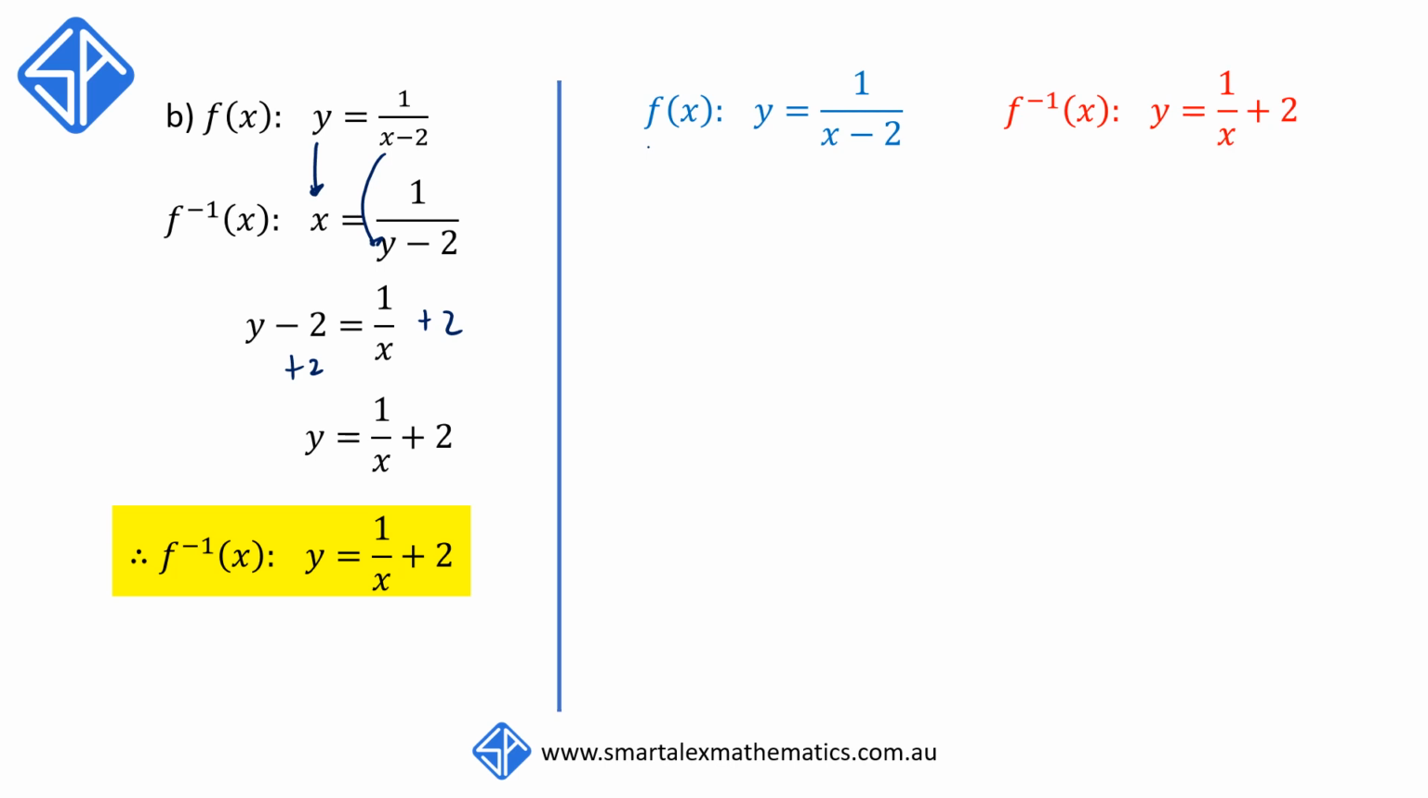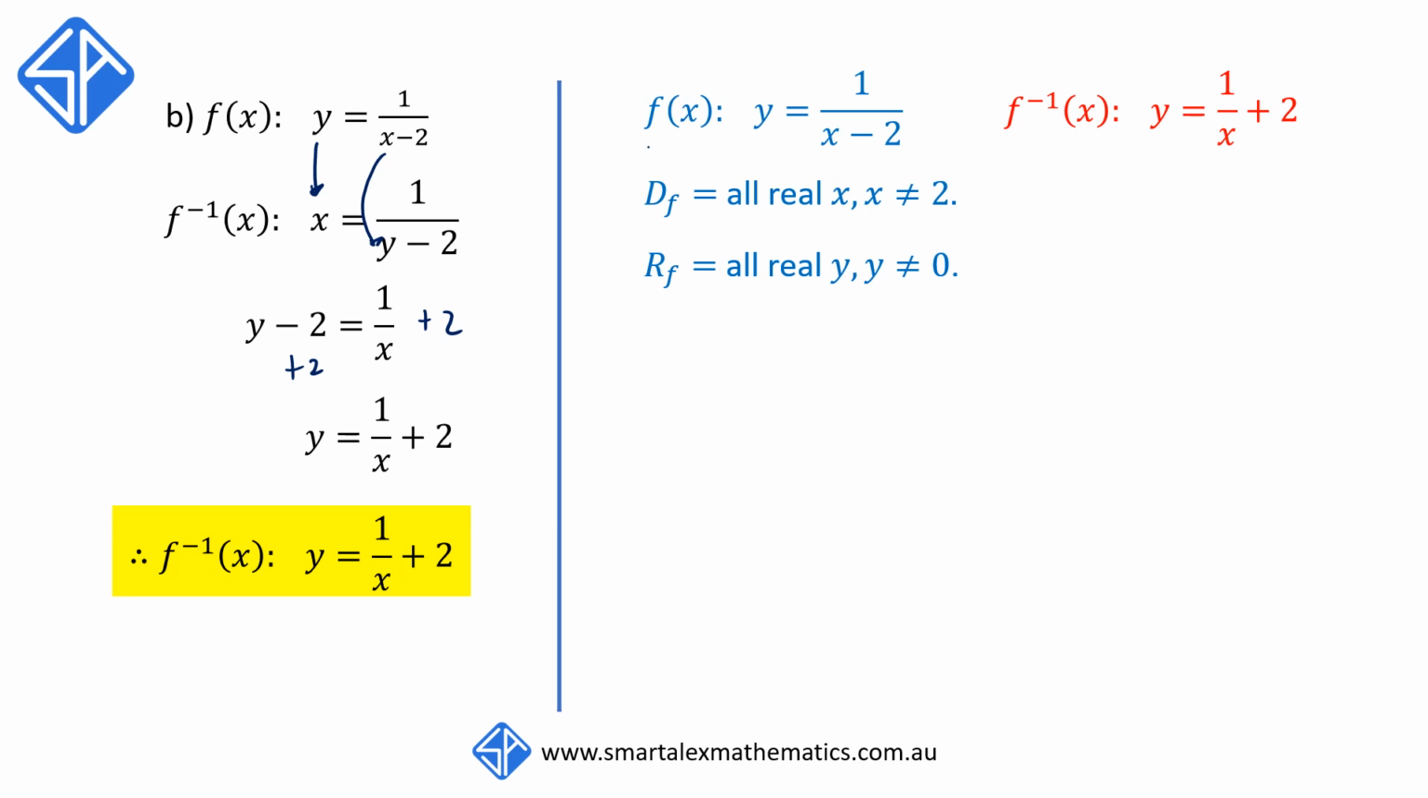Considering now the domain and range of both of these functions, f of x, y is equal to 1 on x minus 2 is a hyperbola with a vertical asymptote at x is equal to 2. The domain of this function will be all real x except x can't equal 2. The range will be all real y, y can't equal 0.